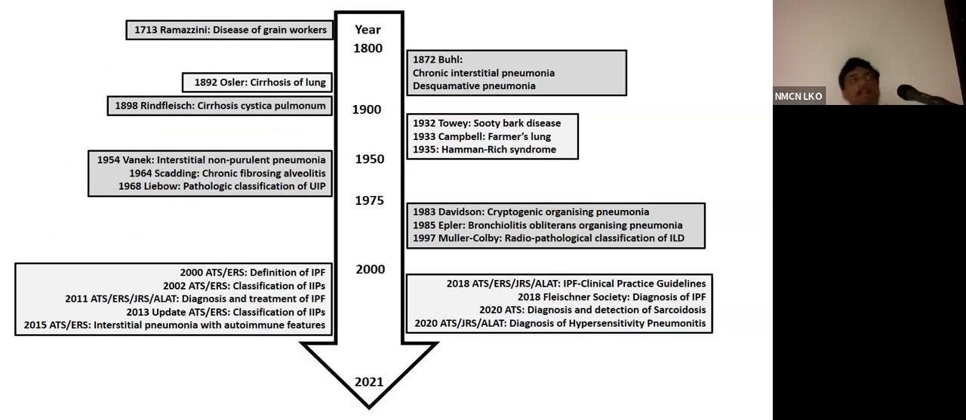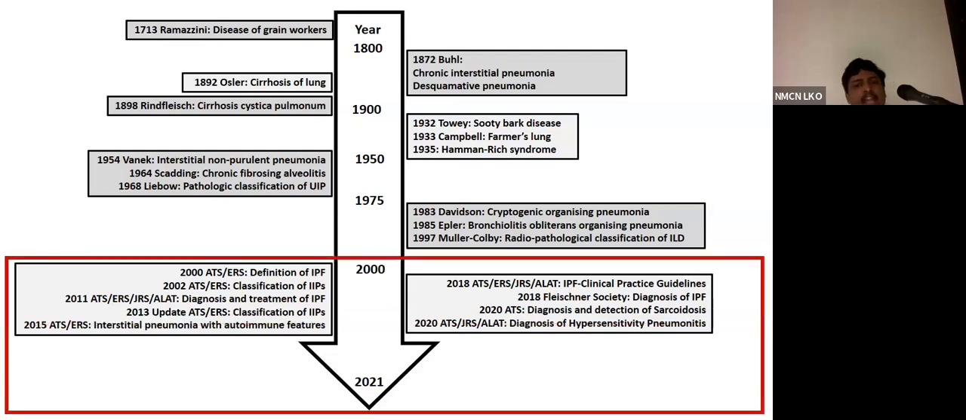So historically, interstitial lung disease was given different nomenclature. In the 1800s, Ramazzini described it as a disease of grain workers. Subsequently, different nomenclature was given, and from the year 2000 onwards, definite guidelines started being implemented on different types of interstitial lung disease. And from 2000 to 2021, we find ATS-ERS definite guidelines describing different patterns of ILDs like IPF, IIPs, hypersensitivity pneumonitis, sarcoidosis, along with their diagnostic strategies and treatment algorithm.